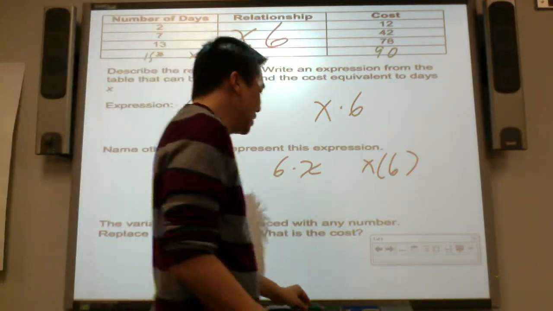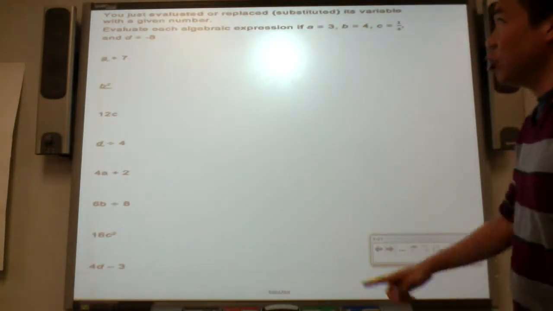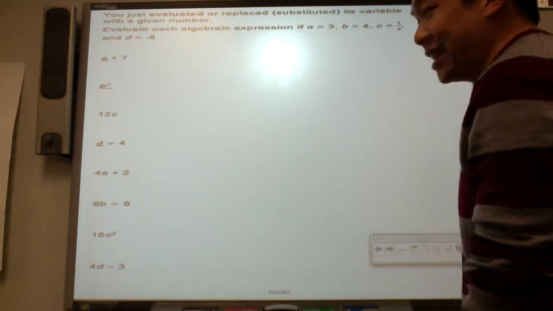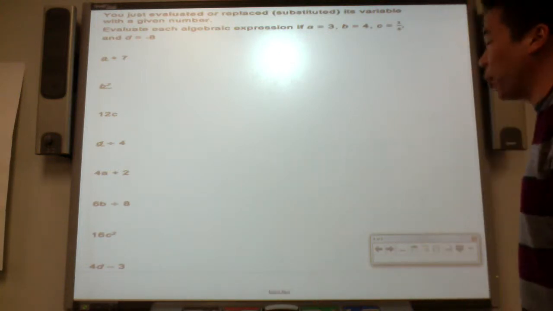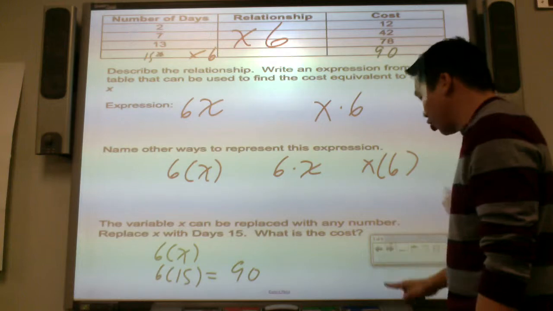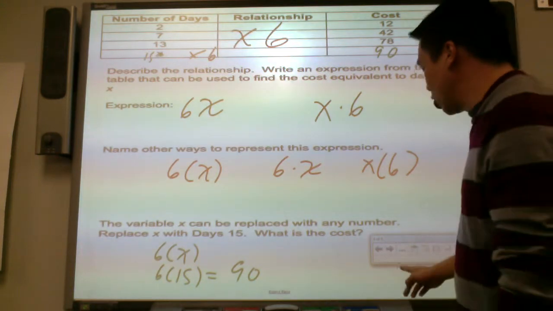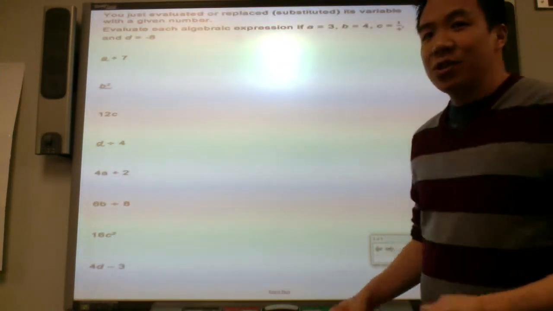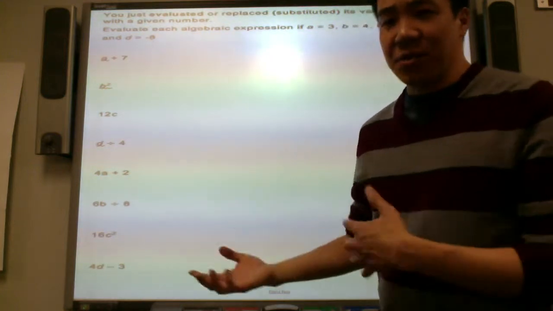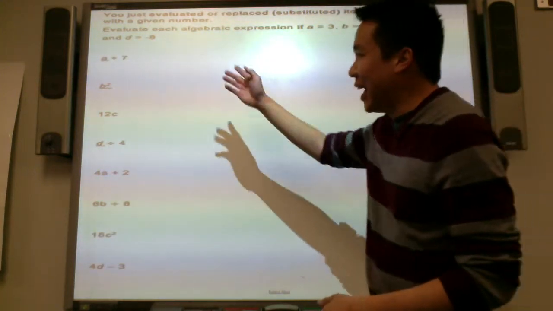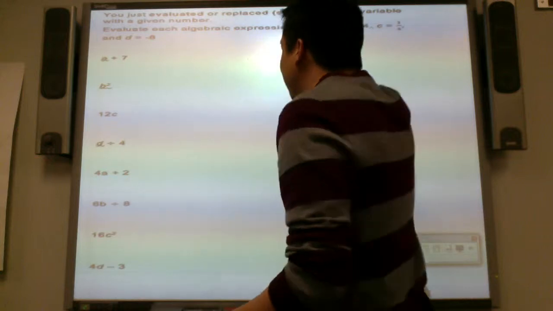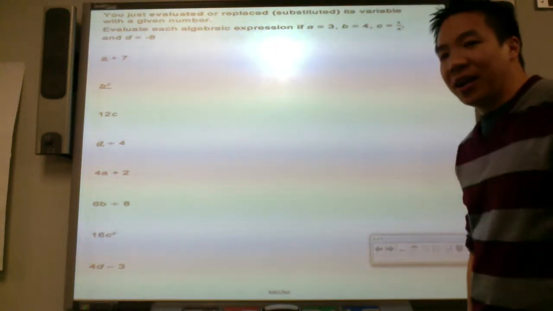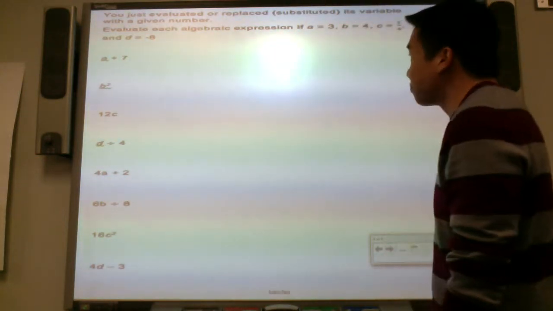So what we just did is called evaluate. You evaluate, replace, or substitute its variable with a given number. I know when I was in school, my algebra teacher kept saying we substitute this, substitute that. So we're going to substitute letters, these variables, with different numbers. And you come out with a different solution.